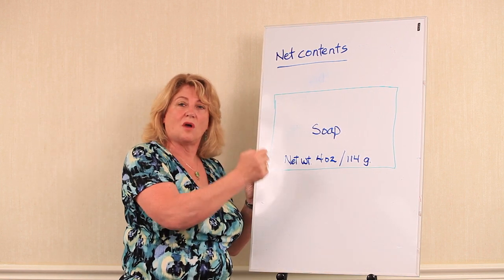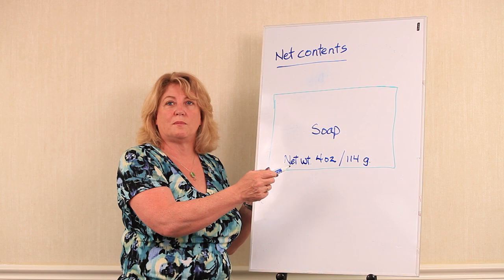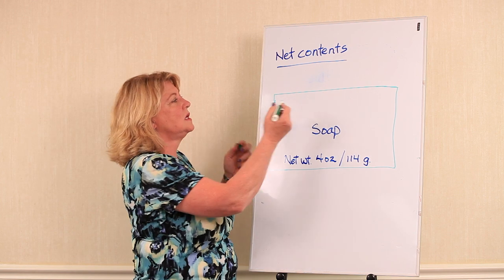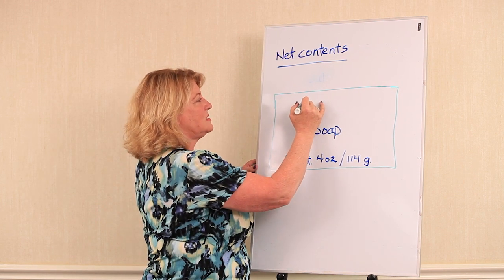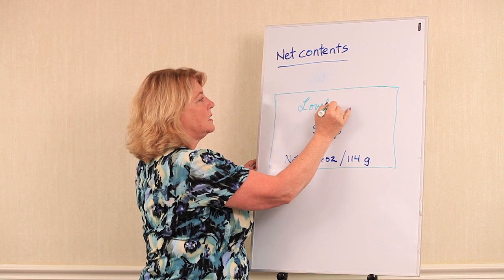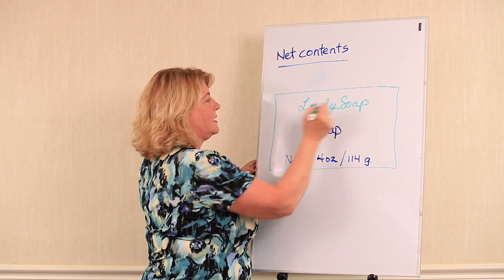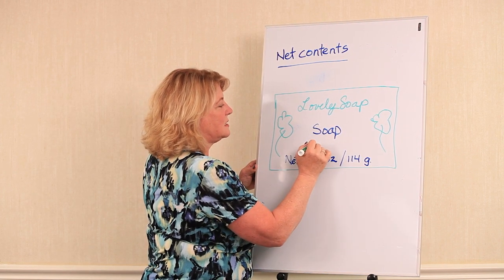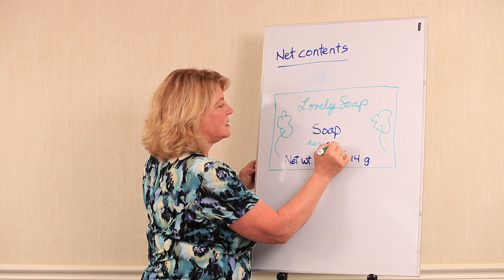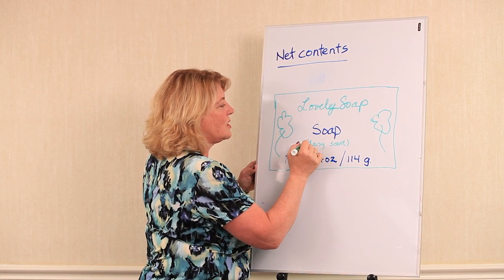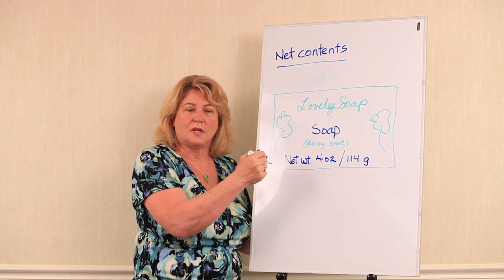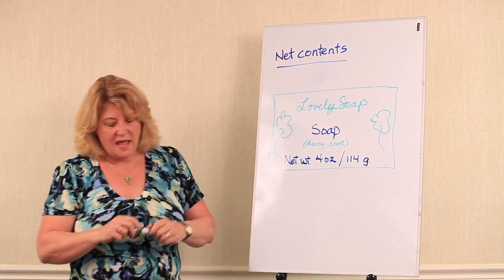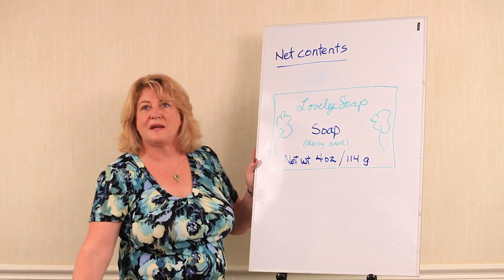And really, this is all that's required on the front of the soap package. Of course, the other things you can put on the label include your business, the name of your soap. This is Lovely Soap. And it smells like daisies, daisy scent. So you can put other things on the label, but you must have the identity and the net weight. Then you have one other requirement, and that's on the back.